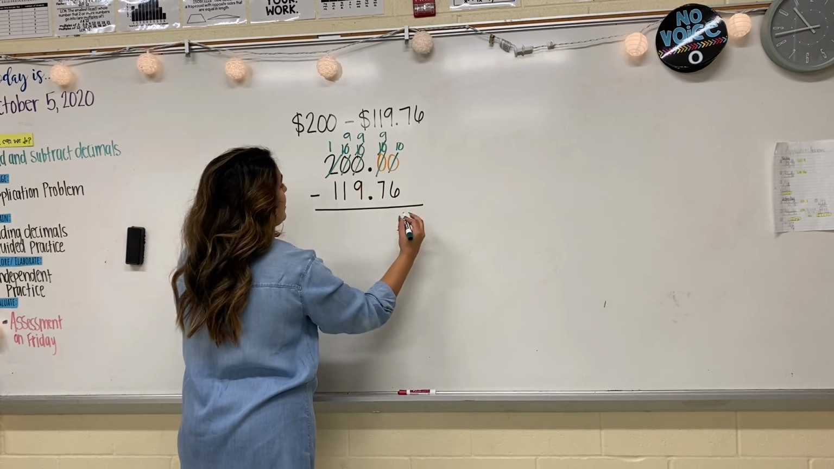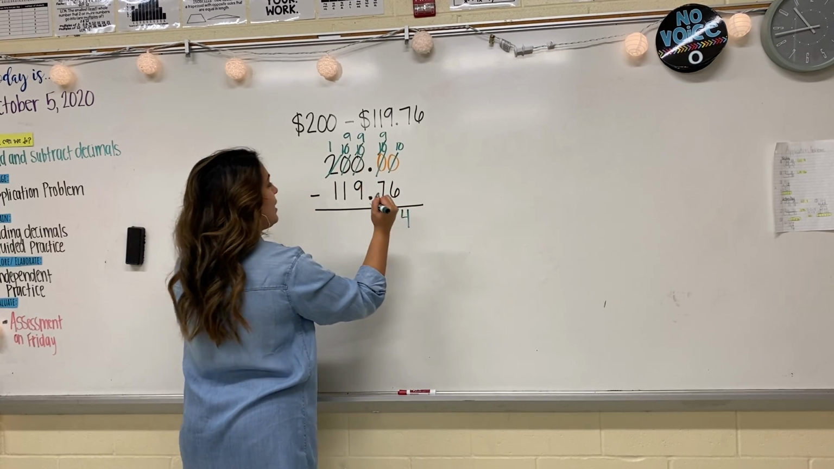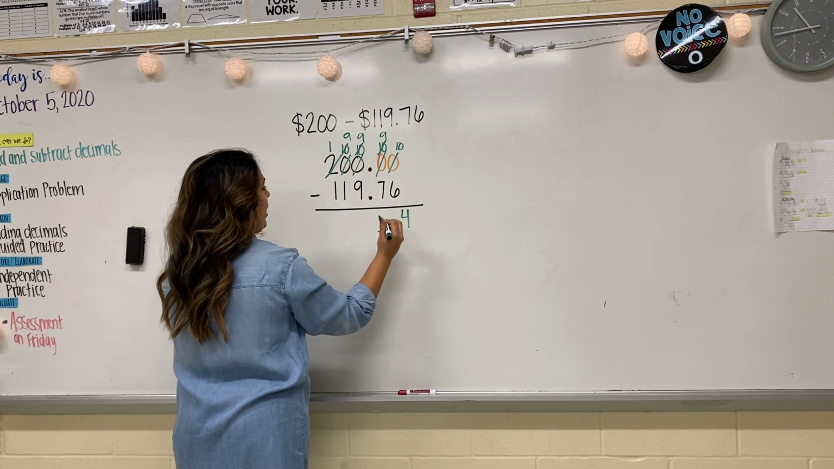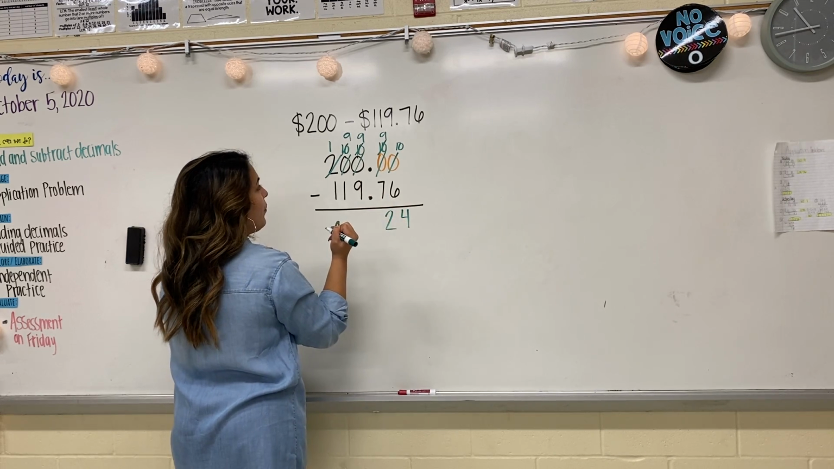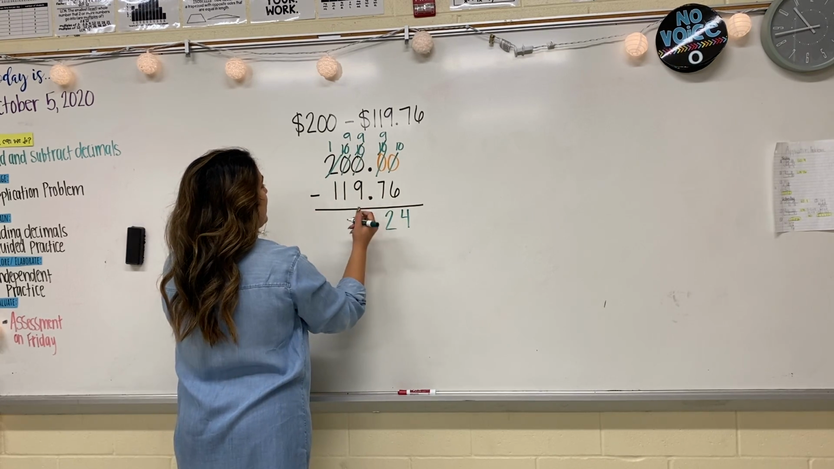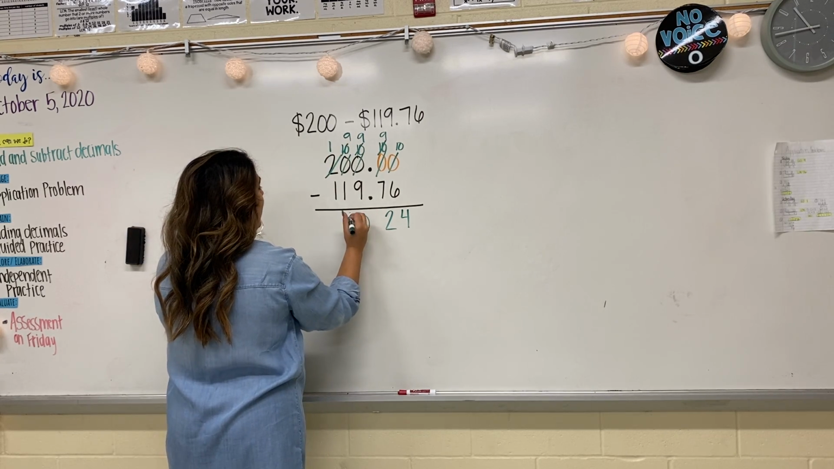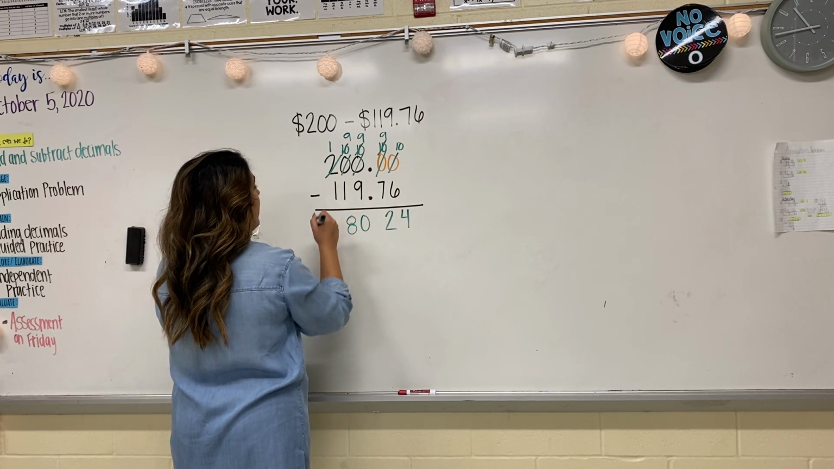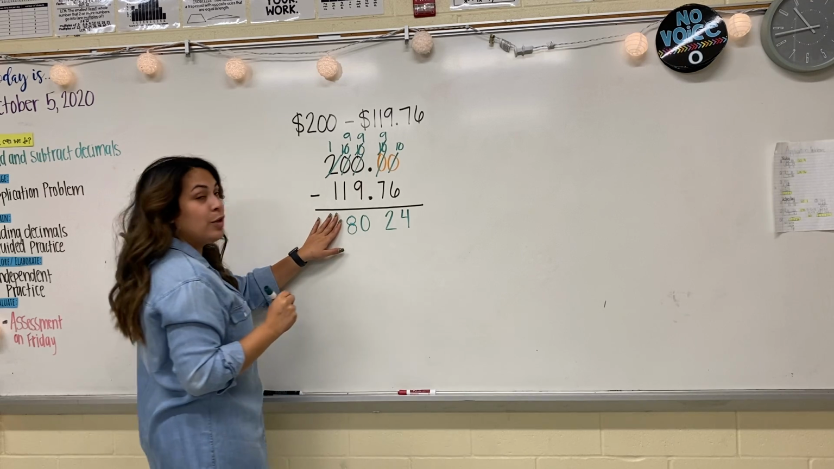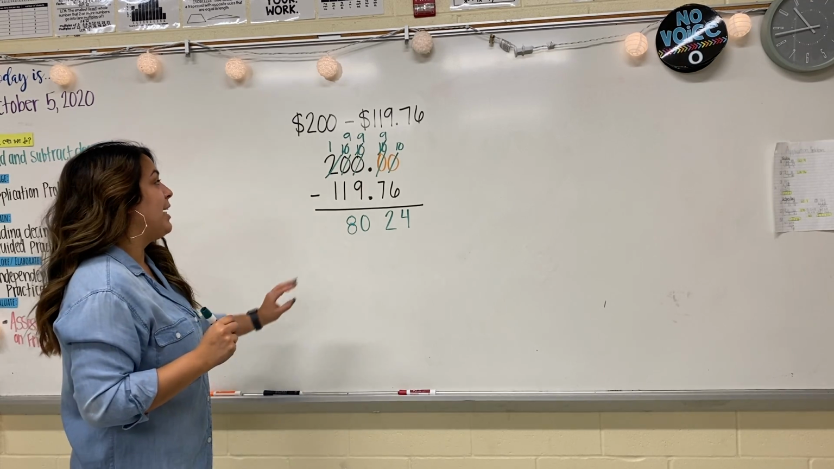10 minus 6 is 4. 9 minus 7 is 2. 9 minus 9 is 0. 9 minus 1 is 8. And then 1 minus 1 is 0. It's in the front, so I'm not going to worry about writing that down.